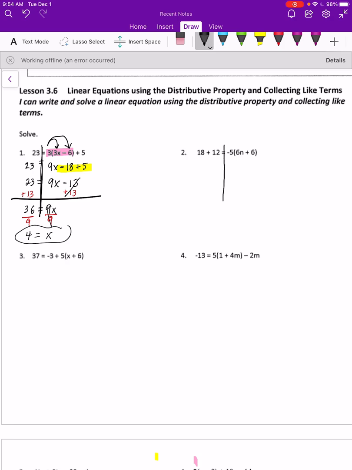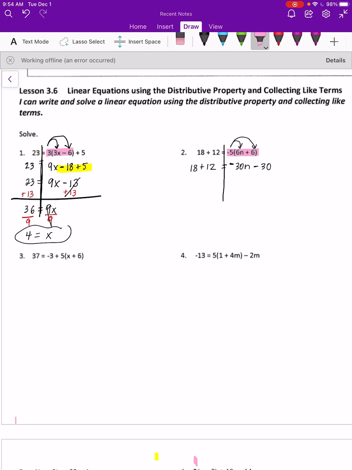All right, same thing. So I'm going to put a line down the center. First thing I'm going to look for is distributive property. I'm going to highlight my distributive property in pink, and hopefully you're going, it's right there, Mrs. Smith. You are exactly right. It's right there. So the parentheses give it away. So I have negative 5 times 6n, which would be negative 30n. I have negative 5 times 6, which would be negative 30. All right, next. I just bring everything else down because I didn't do anything with it. 18 plus 12, and I took care of the distributive property.